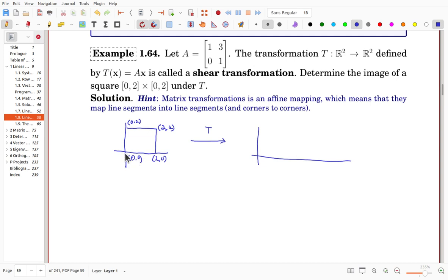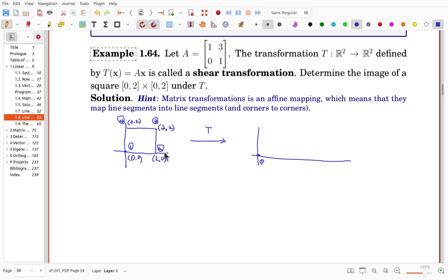Okay. Now, we have to decide the image of each corner point. Okay, let's begin with this one. Here, 0, 0. Of course, if you multiply 0 by A, then it must be 0. Okay, let's say this is point 1, and that is point 2, and that is point 3, and that is point 4. Then the image of point 1 is this one, 0, 0.